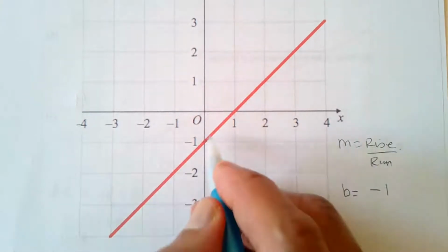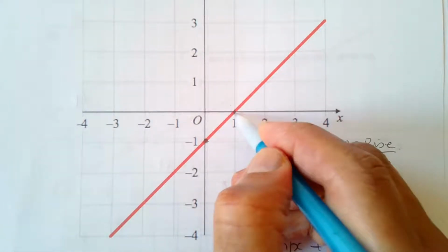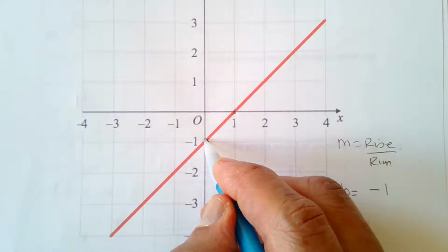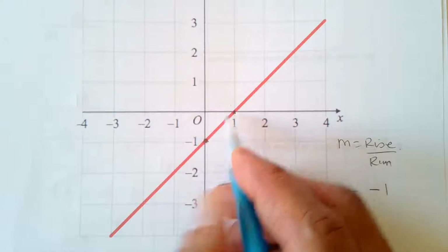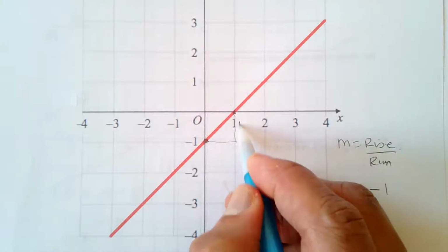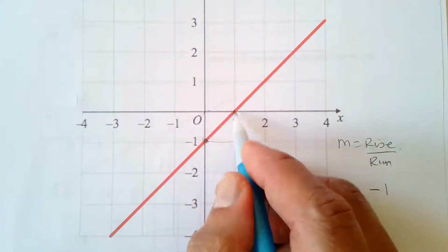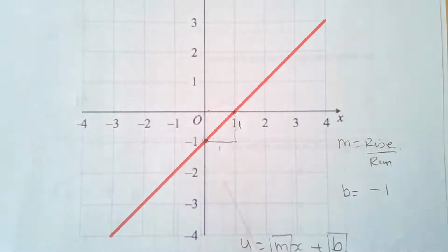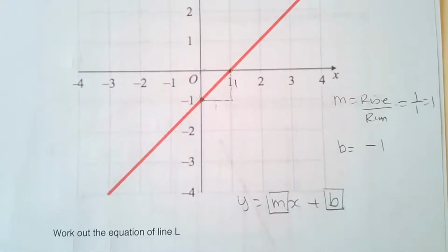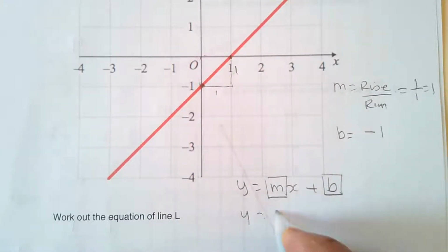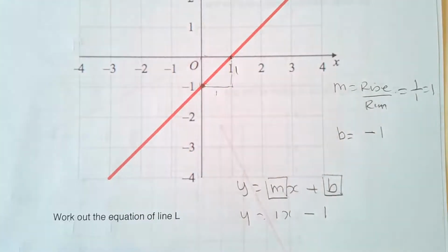Next, my rise. Now pick 2 points. It doesn't matter which 2 points. Here's an easy one to pick because they're right on the axes: the y-axis is -1, the x-axis is 1. So we'll construct a triangle here. This is 1, going up is positive 1, and this is 1. So 1 over 1 is equal to 1. So my m is 1. So I can write that as y is equal to 1x minus 1. Notice the y-intercept is negative 1.